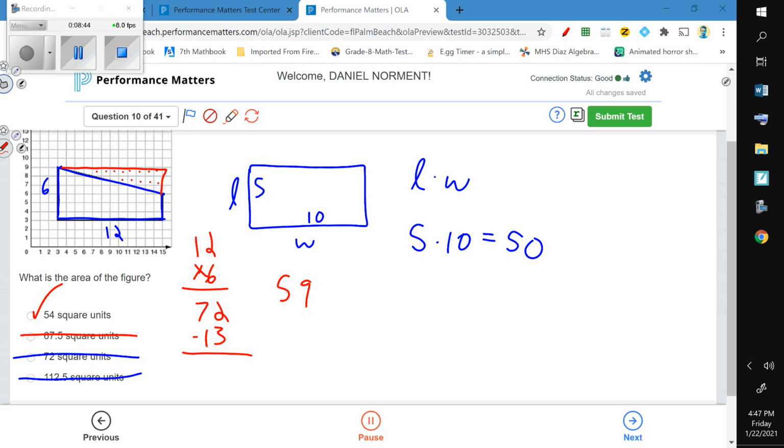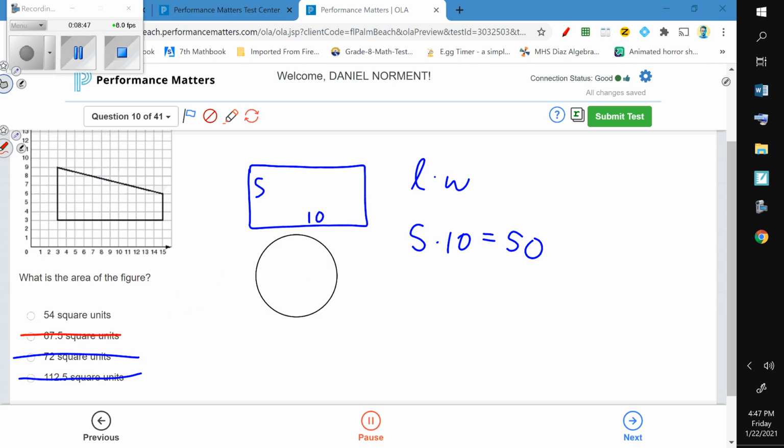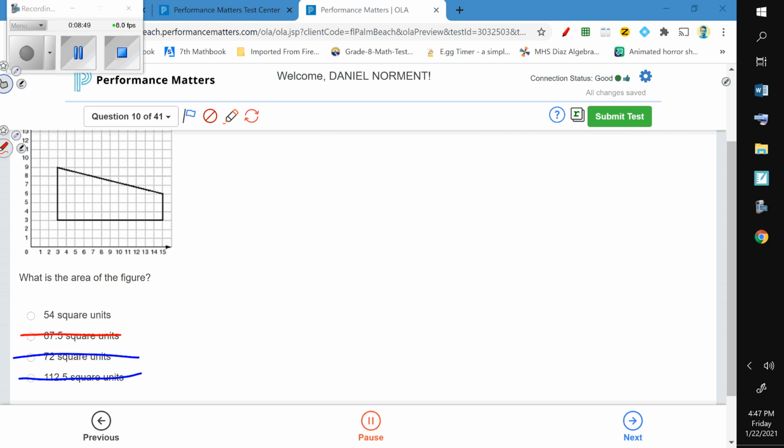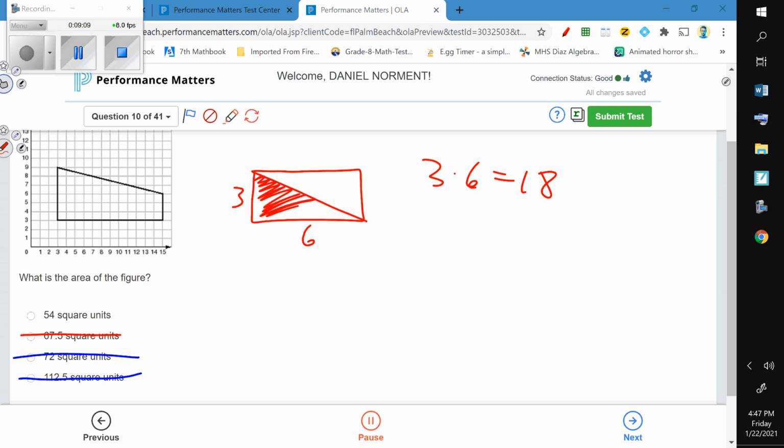Now, there is an exact way to get it. The exact way is you have to understand how you find the area of a triangle. Let me see if I can make that clear. Let's say this is 3 and this is, let's go 6, okay? What's the area of this rectangle? Well, it's 3 times 6. 18, duh, right? Now, watch this. What if I cut it in half? What's the area of this shaded part right here? Well, it's 18 cut in half. 18 divided by 2 is 9.